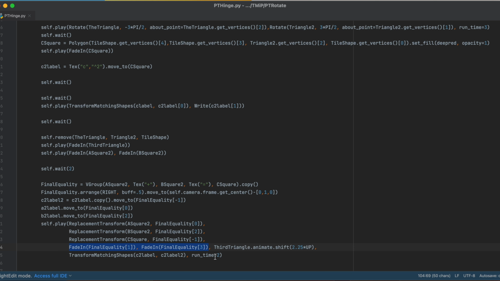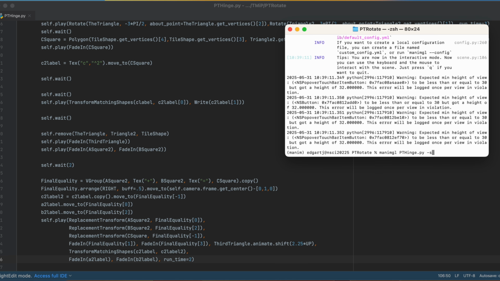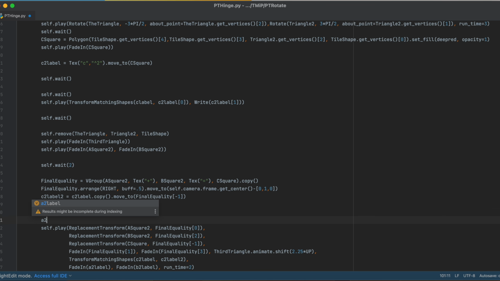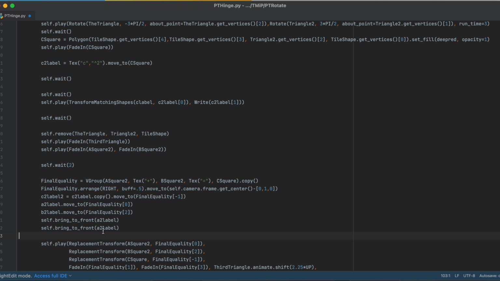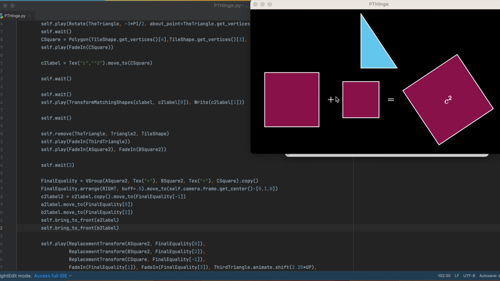So just like I did here with fading in, I am going to fade in the A2 label and the B2 label. And so if I do that with any luck, okay, they're not there. So one thing you can do is you can move them to the front. So you do self.bring_to_front A2 label, and hopefully the same thing for B2 label. And they are still not there, so I'll have to figure out where they went.